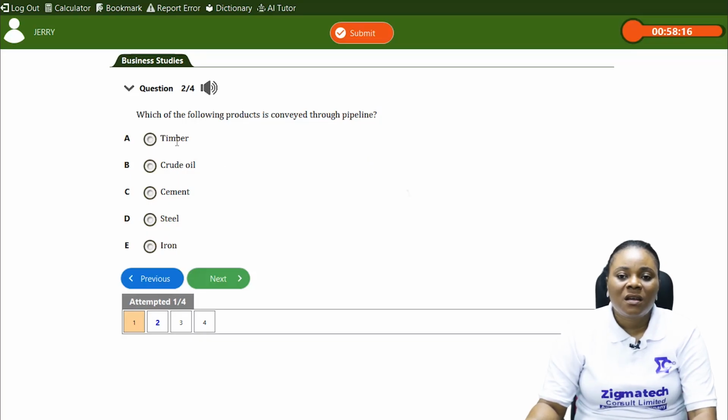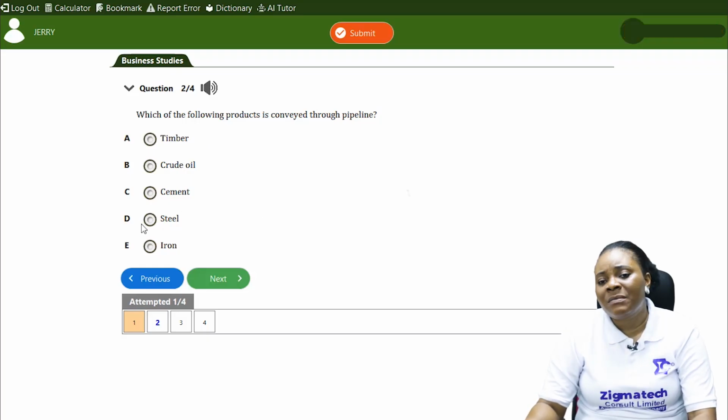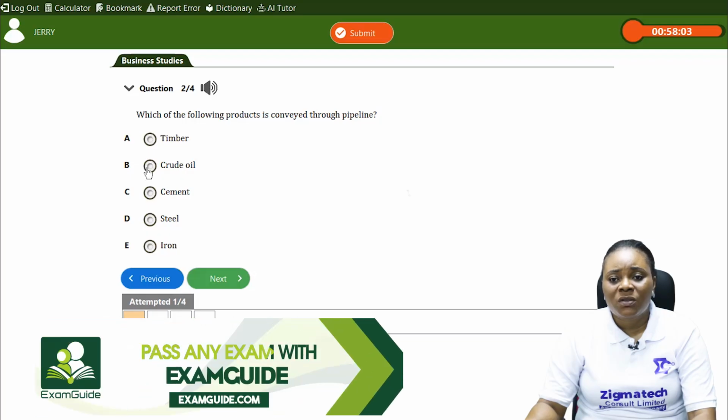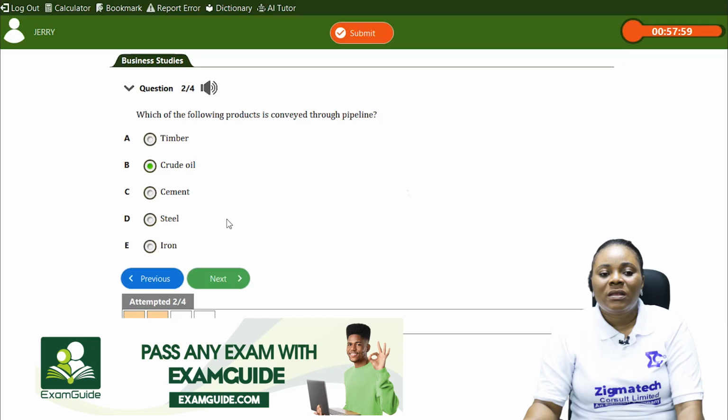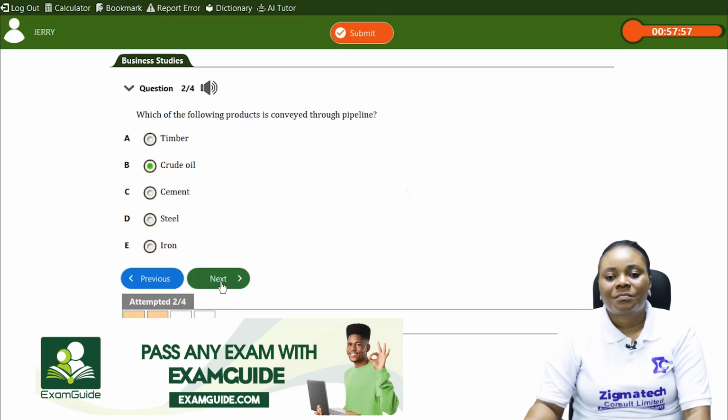So timber is not a liquid chemical. Cement is not a liquid chemical. Steel is not a liquid chemical. Iron is not a liquid chemical, but crude oil, which is option B, is a liquid chemical. So the best way of transporting crude oil is through the pipeline.